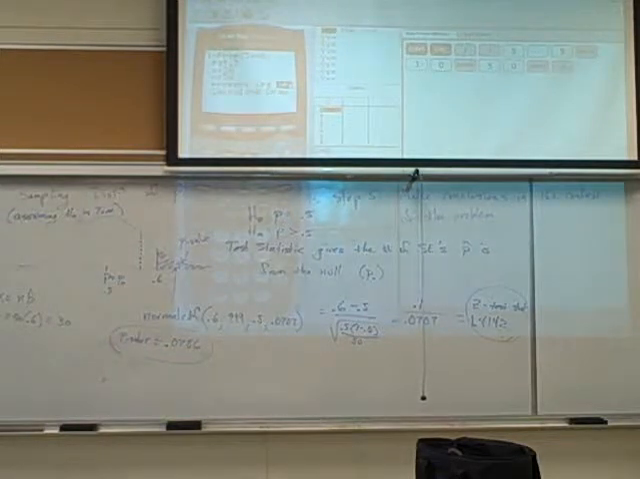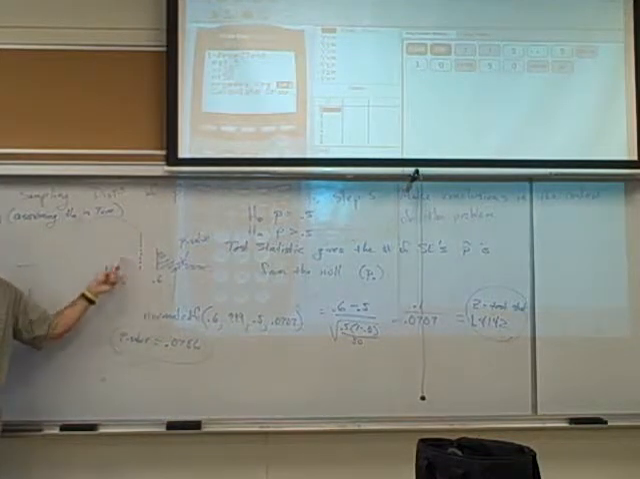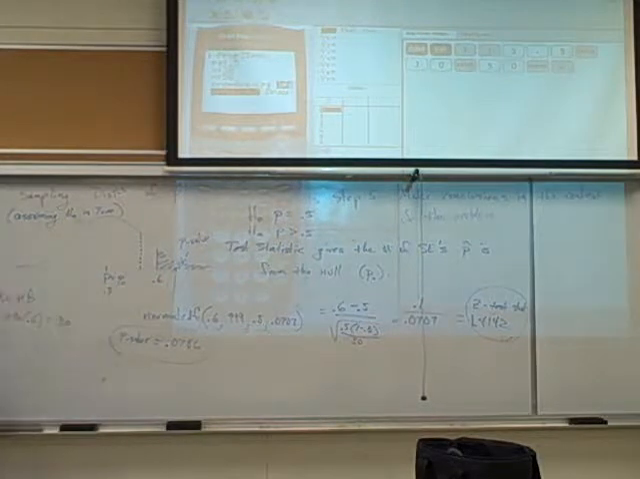Mine's already highlighted. So then you go down and hit calculate. If you hit draw, it'll draw this picture, and it'll shade where the p-value is. And that's useful to do sometimes.